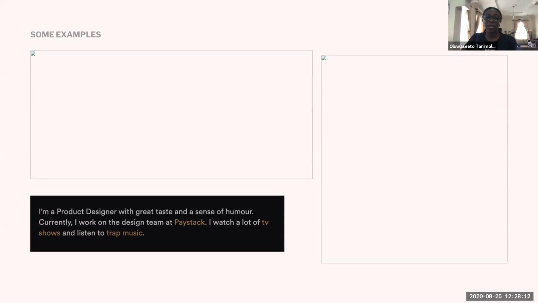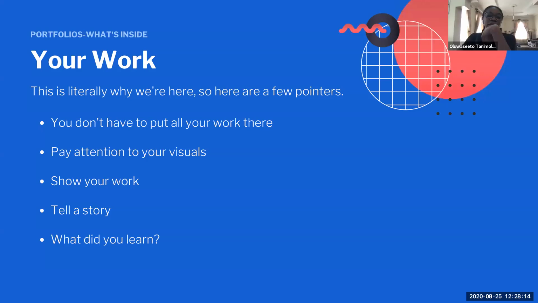So yeah, next we jump to your work. This is literally why we are on your portfolio. So your work should tell us. That's why we're here. So here are a few pointers. You don't have to tell your work there.